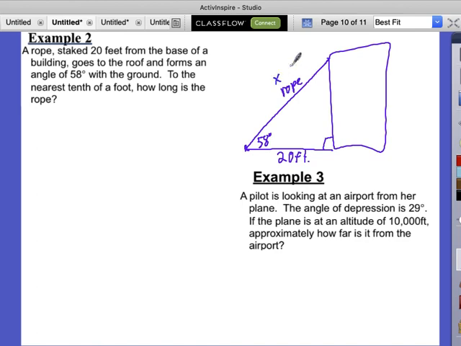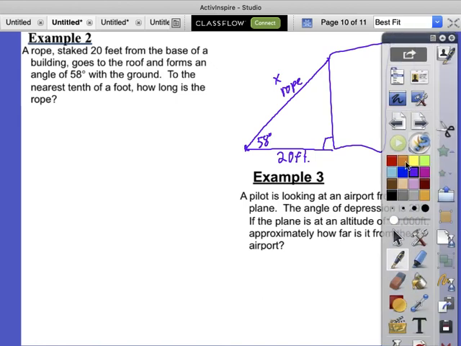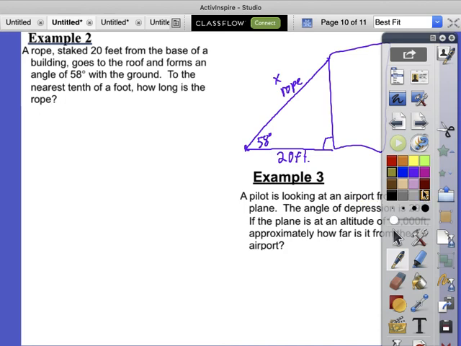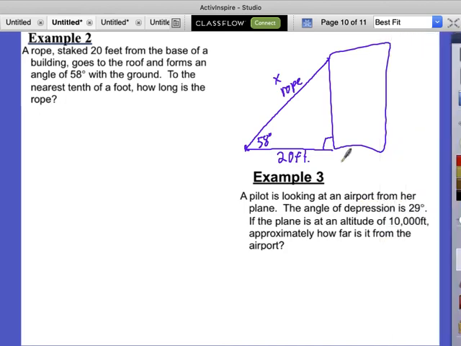Is this starting to click a little bit more about maybe what we might do? As we draw a picture, pictures are awesome. Hey, thanks. I do say that. Anyway.